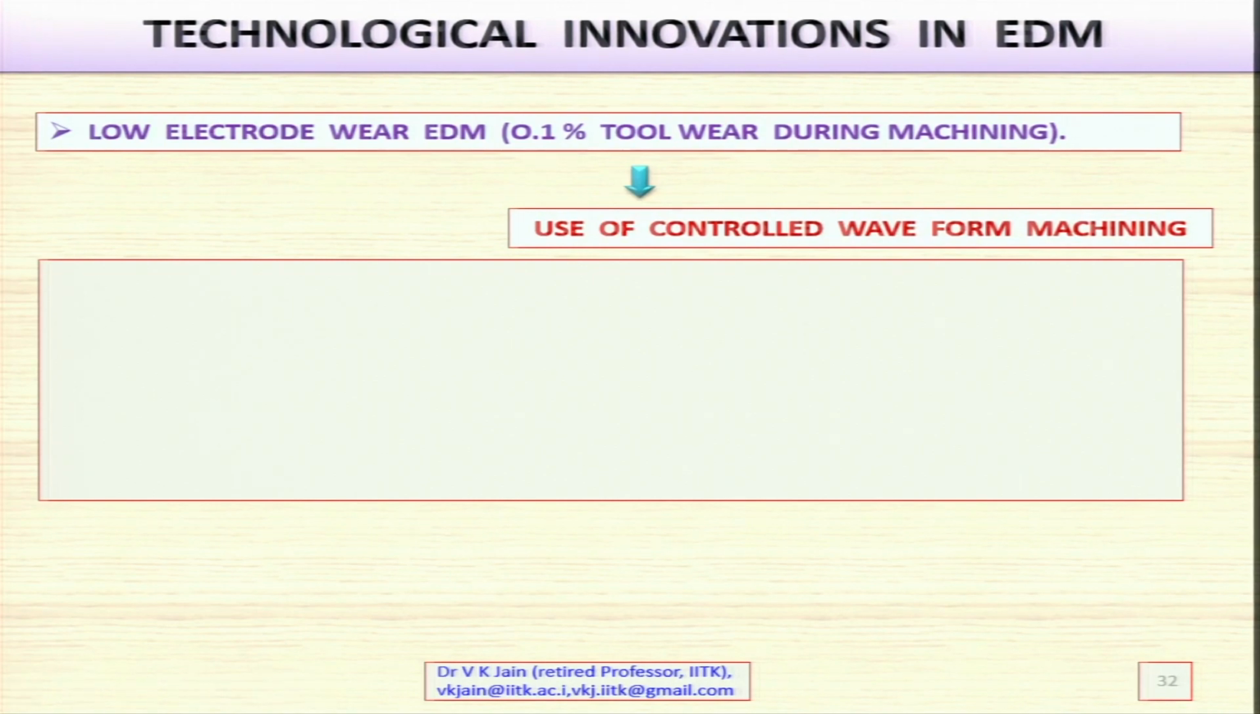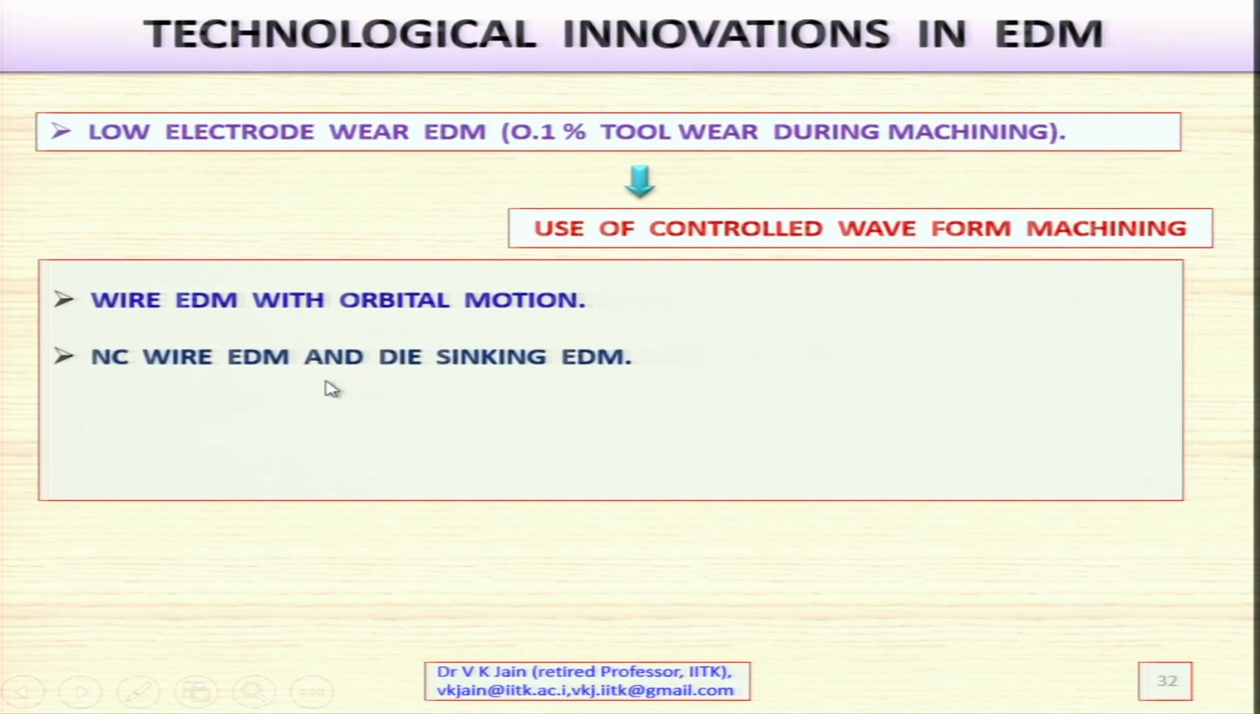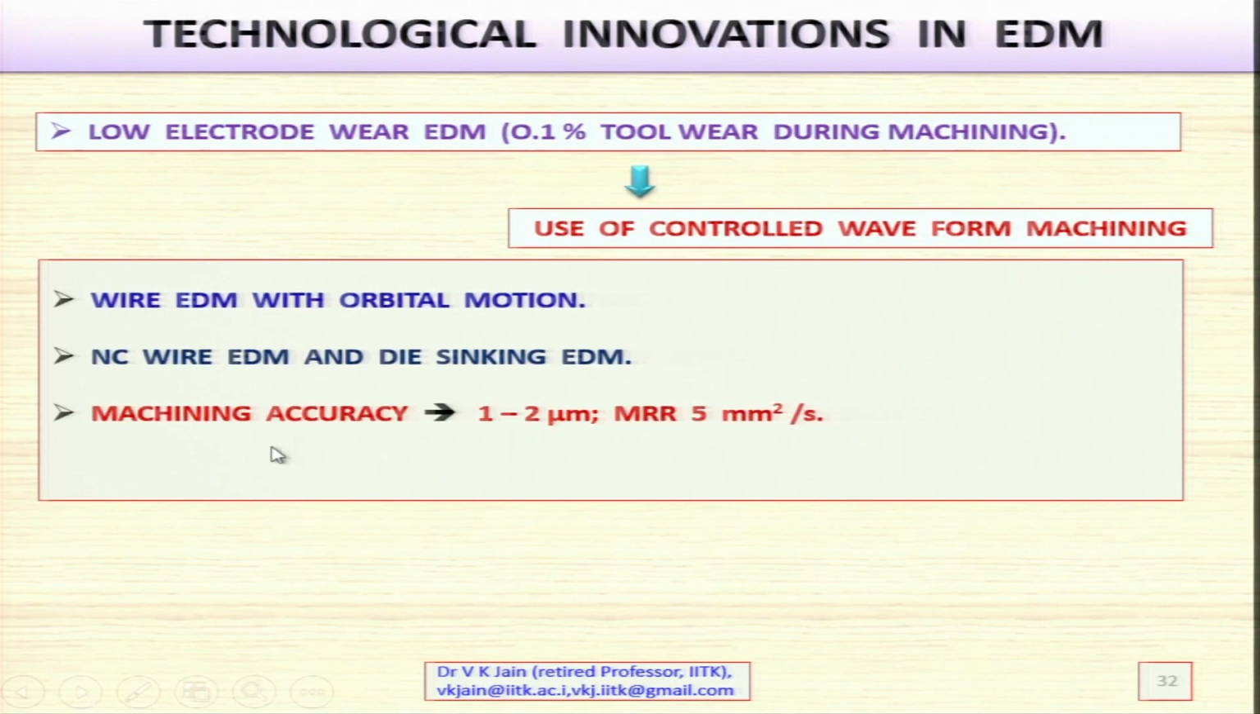Controlled waveform, you can use different waveforms for controlling the machining characteristics to reduce the wear of the tool, especially wire EDM with orbital motion, NC wire EDM, and die sinking EDM. Machining accuracy is 1 to 2 micron, and material removal rate may be as good as 5 millimeter square per second. Use of APT, automatic programming tool, for part programming is very important.